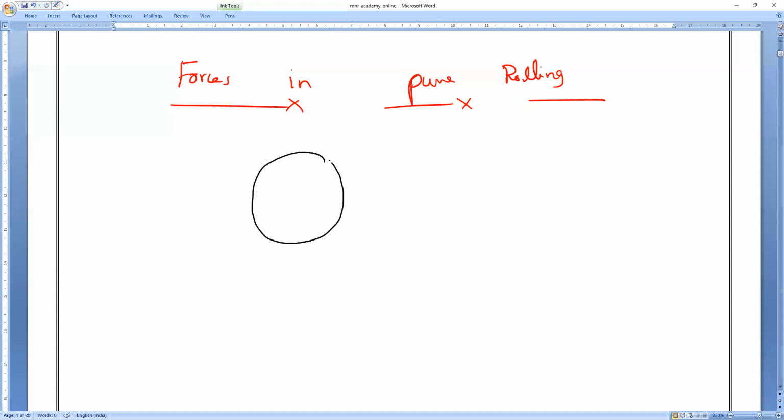If I take the acceleration at the point of contact where it is touching the surface, the acceleration of the center of mass is a com, and every particle has the same acceleration. There is a tangential acceleration acting at this point, which we call a T. a T is equal to r alpha.